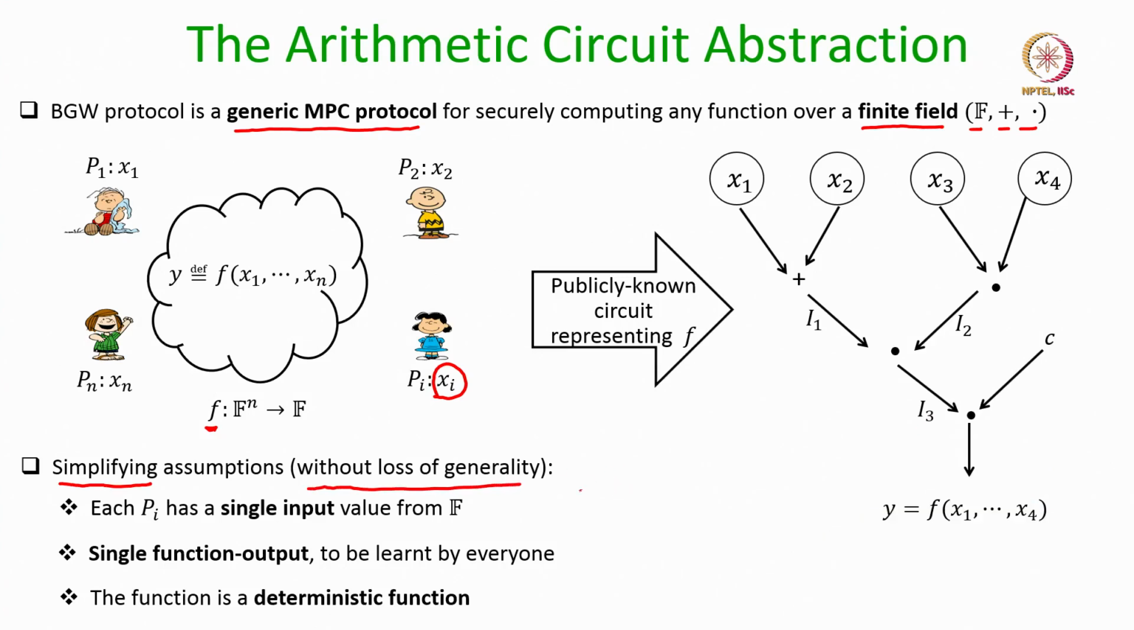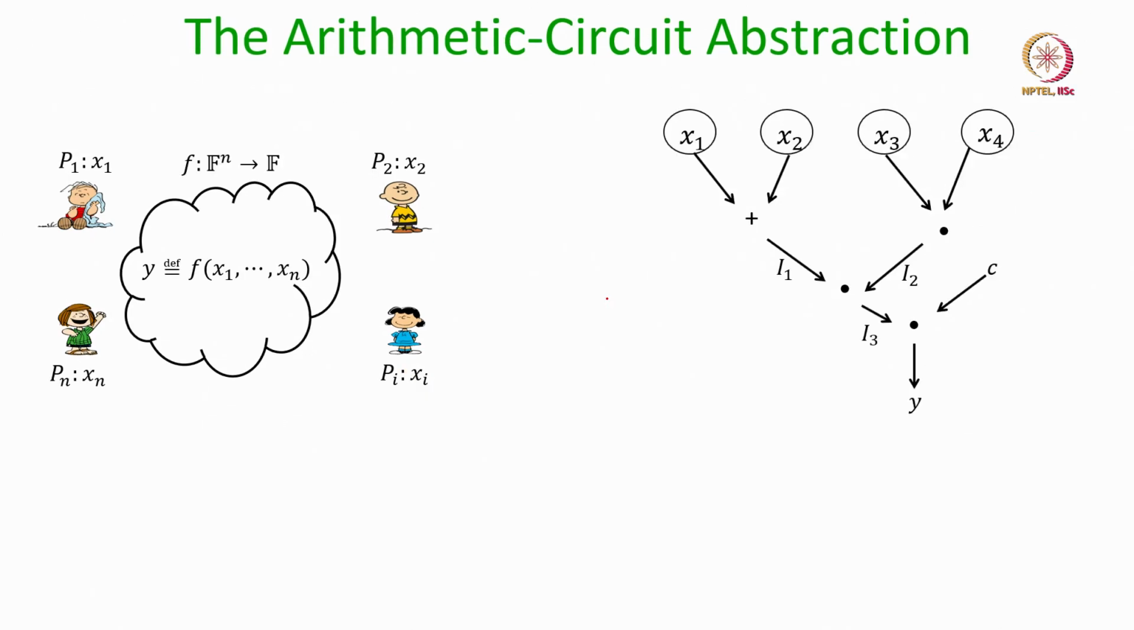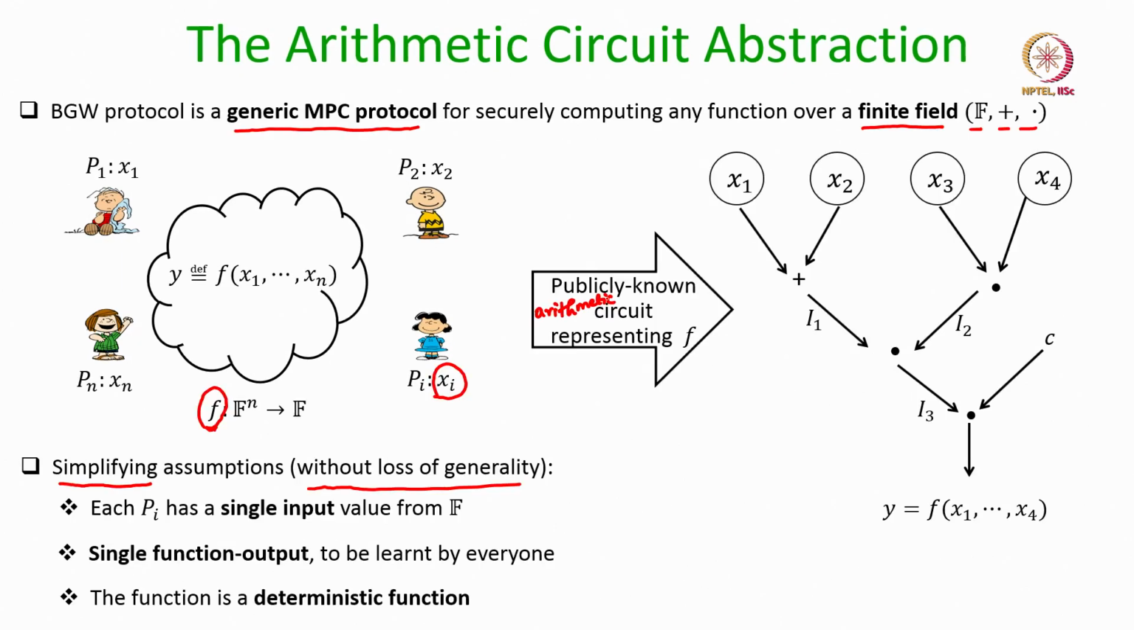So, even if every party has more than one input, or if there are several outputs of the function, say n outputs where the ith output is supposed to be known only by the ith party, or if the function is a randomized function, all those things can be easily handled by the BGW protocol. So, since the function f is an arbitrary function, we assume that the function f is represented by some publicly known arithmetic circuit over the field, and that circuit will have some gates over the field.